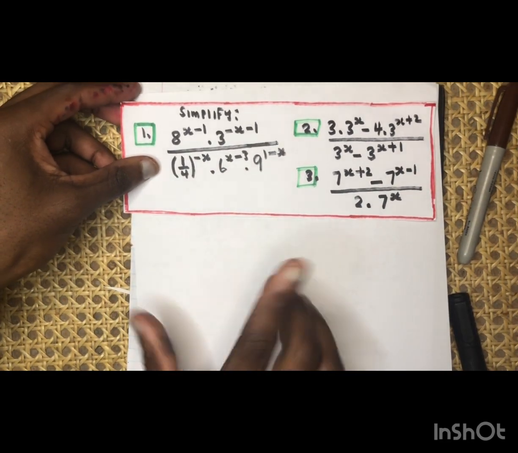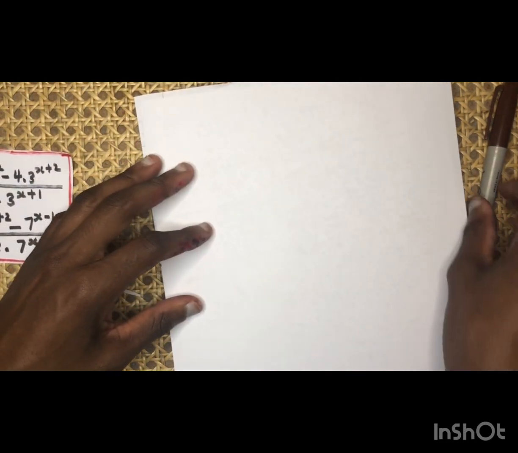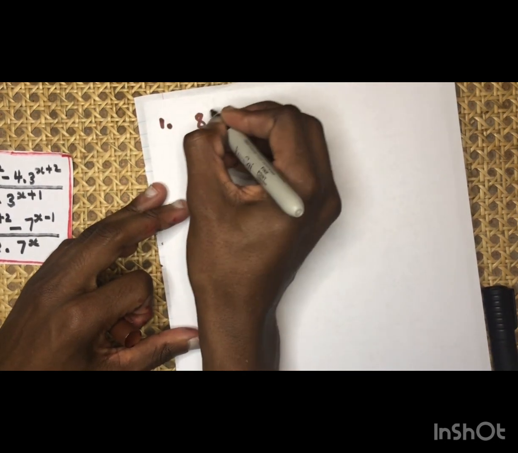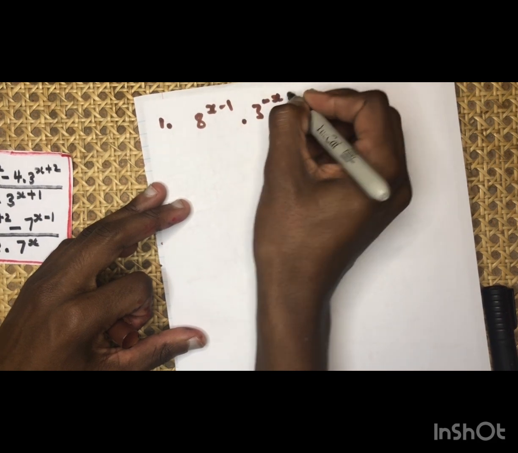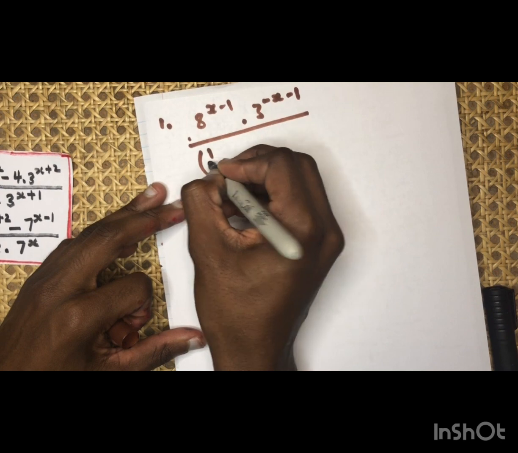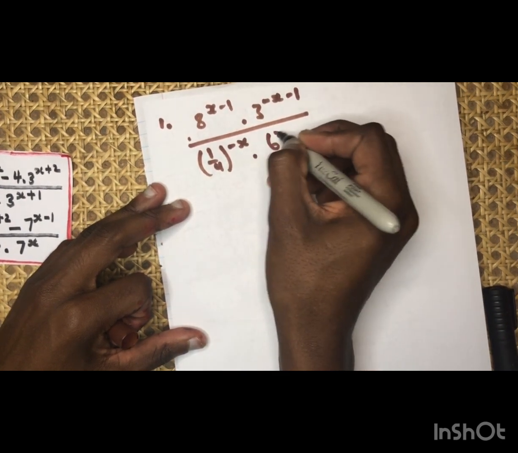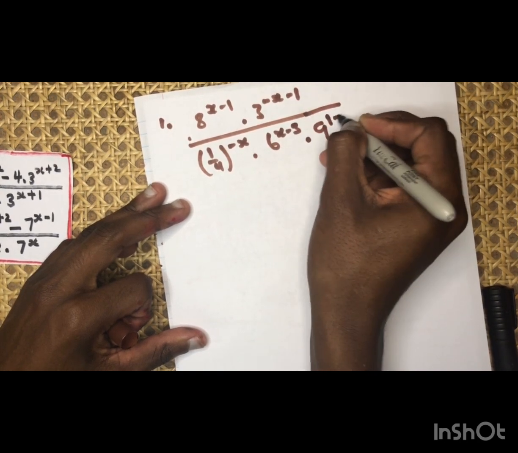I know that you are close to the final answer because you stopped the video and tried to attempt it on your own. Now I know that you are close to the final answer, so bear with me. So I'm going to move slow so that we can all be on the same page. So I have 1 over 4 minus x times 6x minus 3 times 9, 1 minus x.